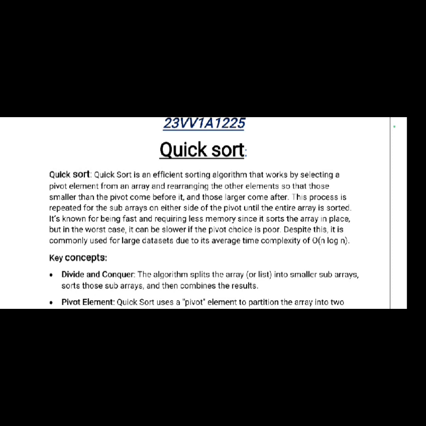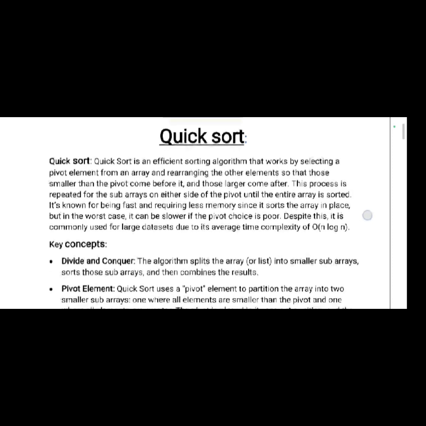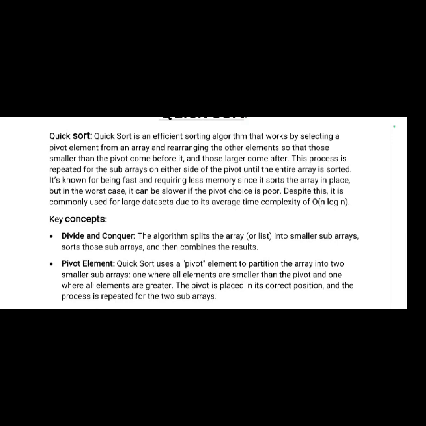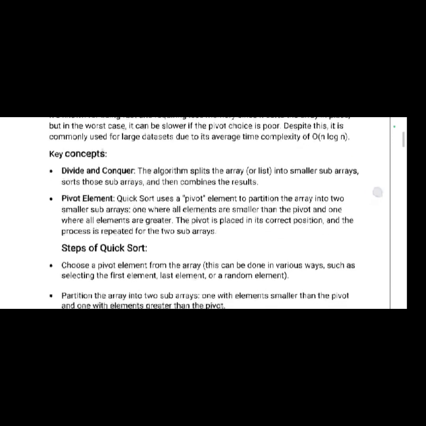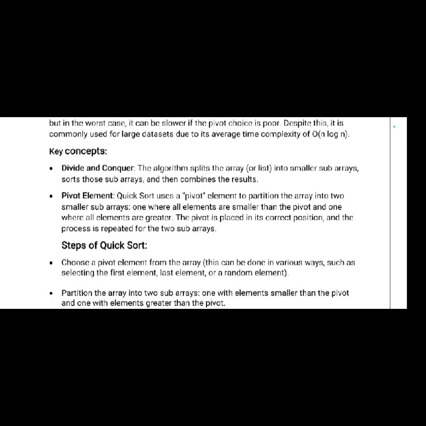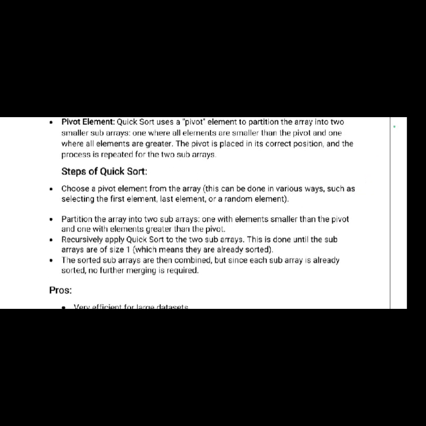Key concepts. Divide and conquer. The algorithm splits the array, or list, into smaller sub-arrays, sorts those sub-arrays, and then combines the results. Pivot element. Quick sort uses a pivot element to partition the array into two smaller sub-arrays, one where all elements are smaller than the pivot and one where all elements are greater. The pivot is placed in its correct position, and the process is repeated for the two sub-arrays.